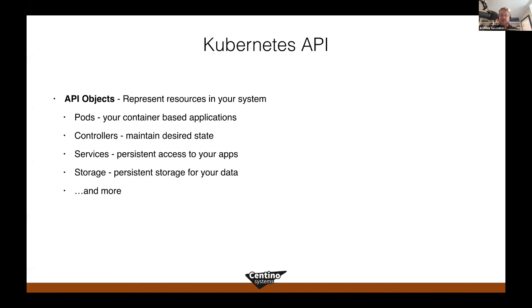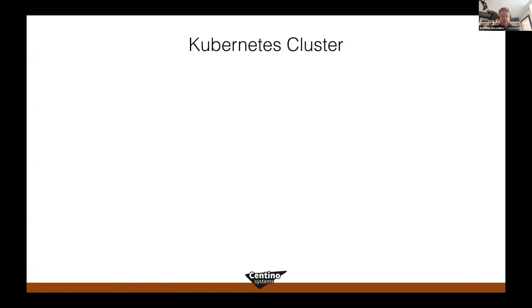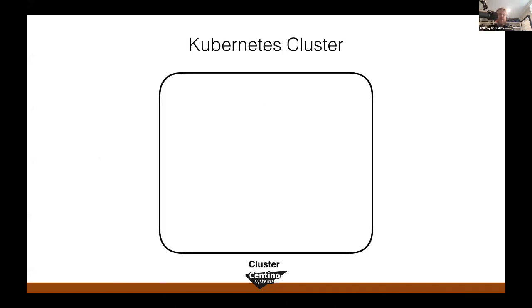Right? Pods are the actual apps. Controllers make sure we stay in the desired state. Services get us access to what we've deployed in Kubernetes, and storage, because we care about data and making sure things stay around. Because if data stays around, we stay employed. So let's look at a Kubernetes cluster.